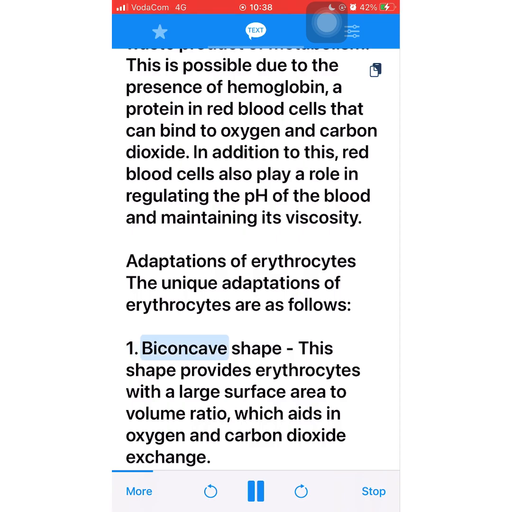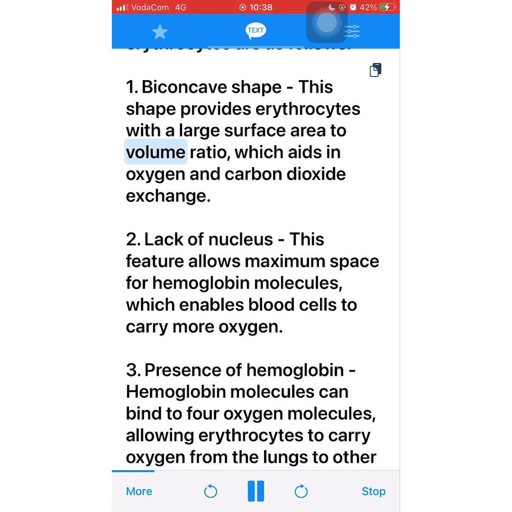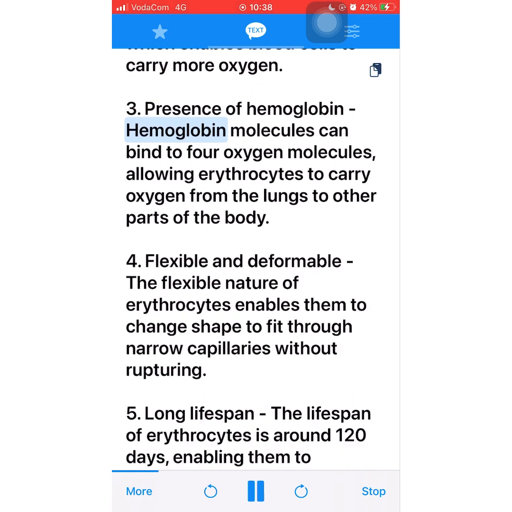1. Biconcave shape. This shape provides erythrocytes with a large surface area to volume ratio, which aids in oxygen and carbon dioxide exchange. 2. Lack of nucleus. This feature allows maximum space for hemoglobin molecules, which enables blood cells to carry more oxygen. 3. Presence of hemoglobin. Hemoglobin molecules can bind to 4 oxygen molecules, allowing erythrocytes to carry oxygen from the lungs to other parts of the body.